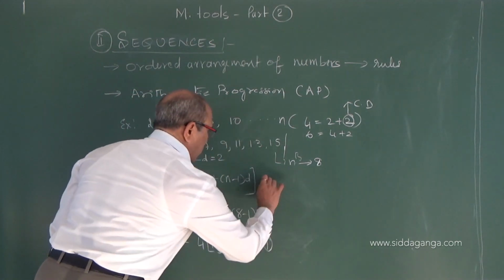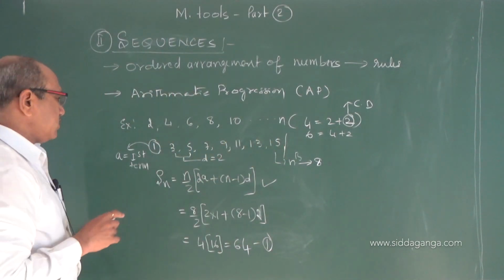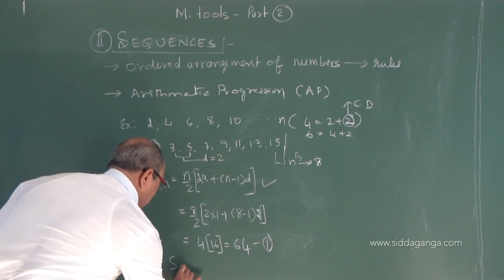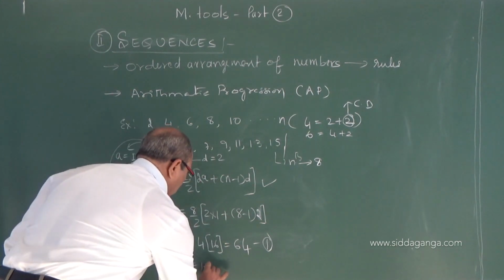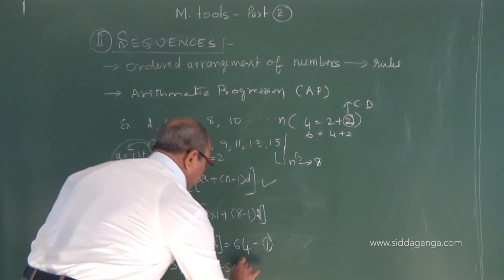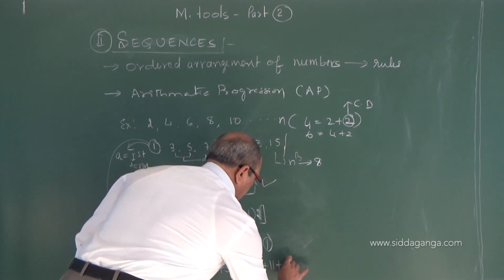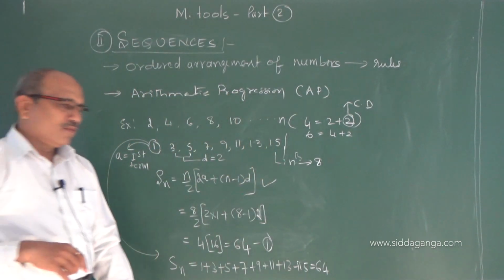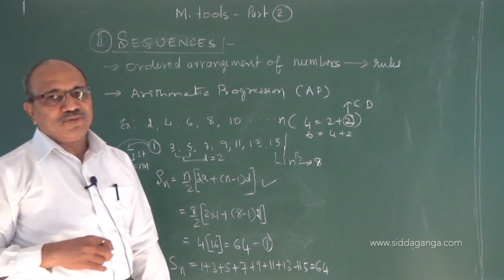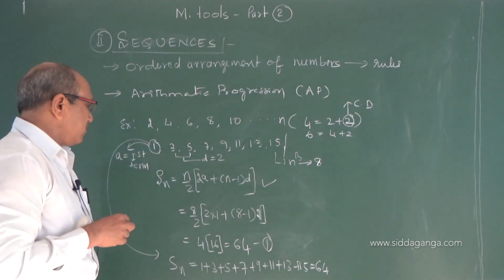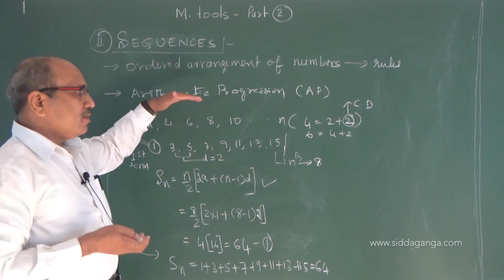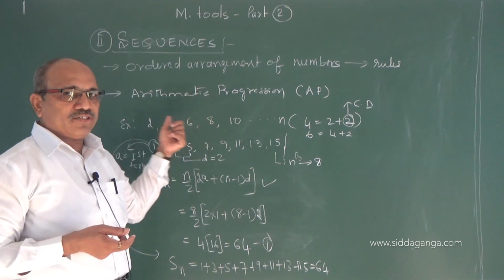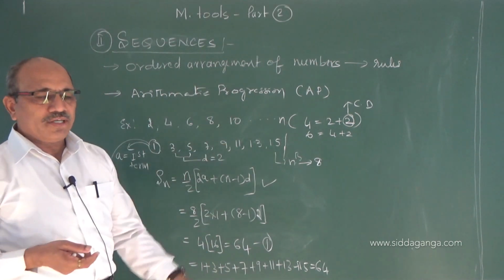This is the formula that you have to remember, necessarily required in physics. To have some confidence, I took the numbers 1 plus 3 plus 5 plus 7 plus 9 plus 11 plus 13 plus 15, and if you add them, you will also get 64. So this is an example of arithmetic progression I have taken. In an arithmetic progression, a constant number, positive or negative, is added to the preceding one to get the successive numbers having n terms.